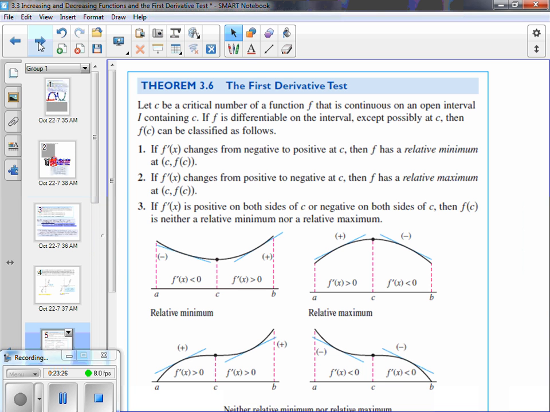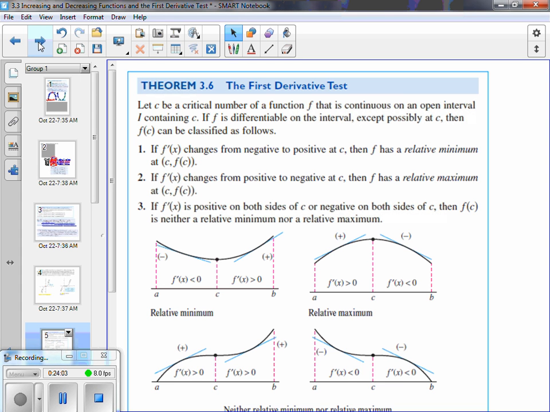All right. Here's the book's version of the first derivative test. It says, let c be a critical number of a function f that is continuous on an open interval containing c. If f is differentiable on the interval, except possibly at c, in other words, c is a critical number where either the derivative equals 0 or the derivative does not exist, but it's the only place in that interval where that happens, the only critical number in that interval is c.